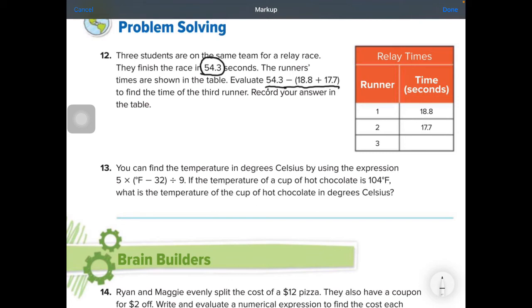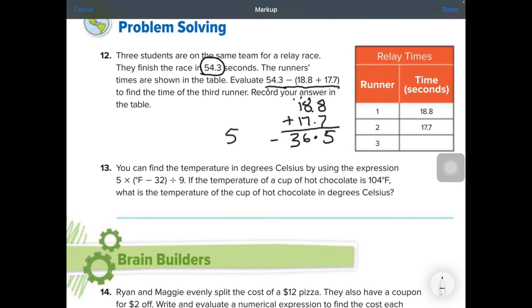Okay, so our total that we have, gotcha. We're trying to find this number right here. So the first thing we need to do is what's in the parentheses. So we have 18.8 plus 17.7. Remember, when you're doing decimals, you have to line the decimals up. Put a little decimal point right there. So 8 plus 7 is 15. 8 plus 7 again is 15, plus 1 more is 16. And 3 ones is 36.